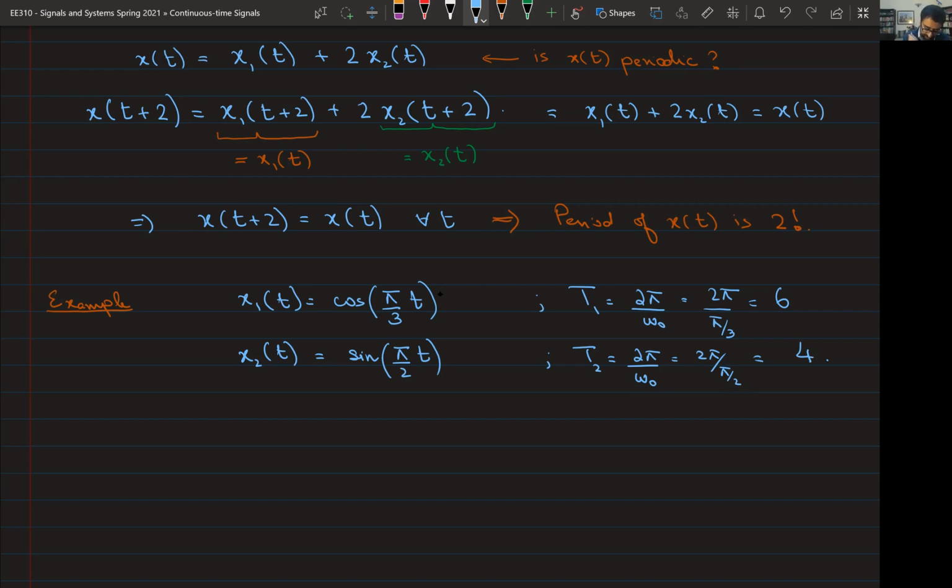If I form a new signal x of t, which is equal to x1 of t plus x2 of t, right? What is the period? I'm telling you this is going to be periodic. Okay. And I ask you, what is the period for this?